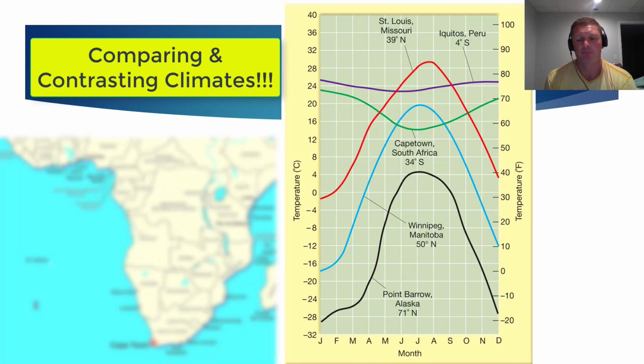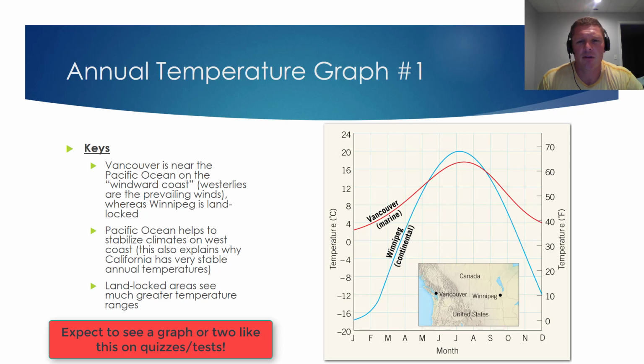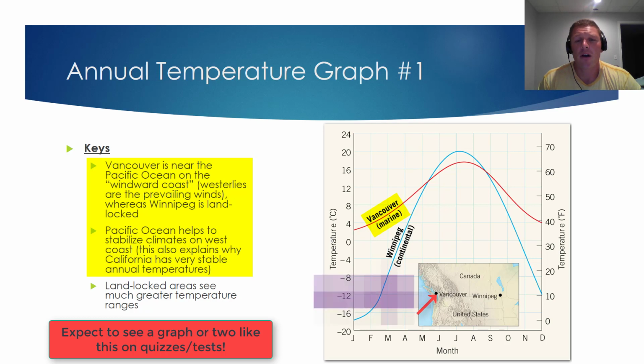I'm not going to talk very extensively about what you see on this slide, but if you'd like to pause the video and take it all in, I hope it makes sense based on my descriptions from the previous slide. The key to understanding why Vancouver's bell curve looks much different than Winnipeg's bell curve is the fact that Vancouver is near the Pacific Ocean on the windward coast. And here in the continental United States and up into Canada, the westerlies are the prevailing winds. So the prevailing winds tend to come off the Pacific Ocean, and that helps stabilize Vancouver's climate. The temperature range in degrees Fahrenheit for Vancouver only looks to be about 20-22 degrees or so.